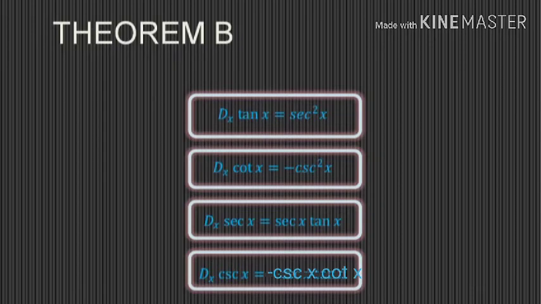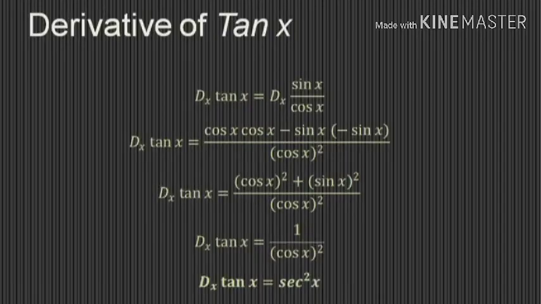Theorem B. Let's prove that the derivative of tangent x is equal to secant squared x. The derivative of cotangent x is equal to negative cosecant squared of x. The derivative of secant x is equal to secant x tangent x, and the derivative of cosecant x is equal to negative cosecant x cotangent x. The derivative of tangent x.